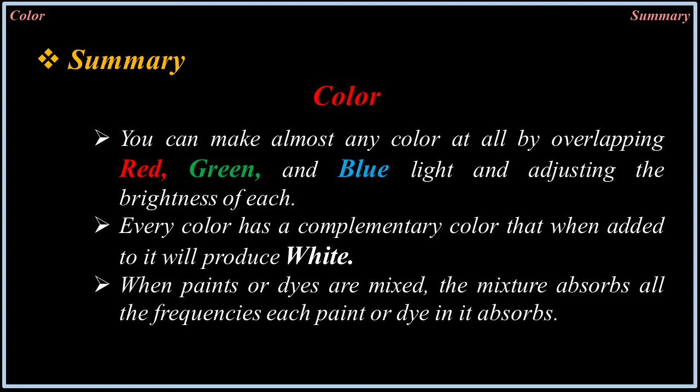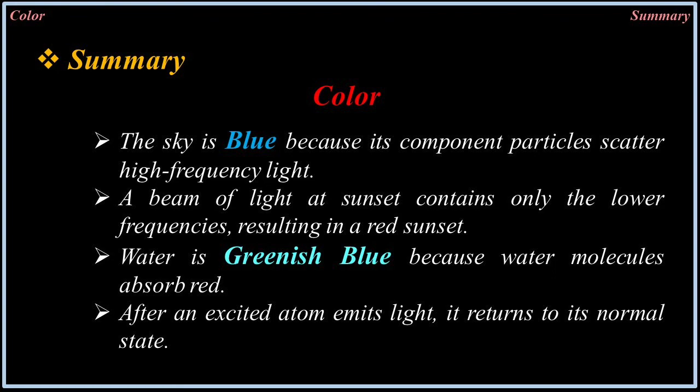When paints or dyes are mixed, the mixture absorbs all frequencies each paint or dye in it absorbs. The sky is blue because its component particles scatter high-frequency light. A beam of light at sunset contains only the lower frequencies, resulting in a red sunset. Water is greenish-blue because water molecules absorb red. After an excited atom emits light, it returns to its normal state.